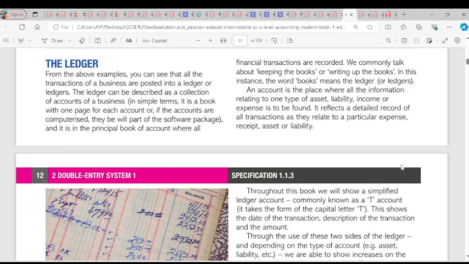We continue with double entry. So we're going to a ledger. We're talking about a ledger. We're talking about a collection of accounts of a business. So we're talking about different transactions that have happened with the business.